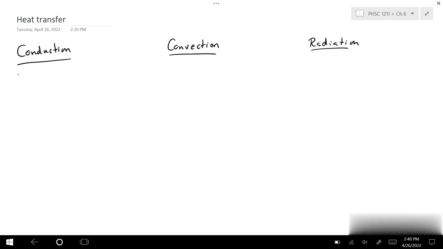So conduction, two objects have to be touching each other. So it's like material A is touching material B. So that energy is going to transfer from one material to another material. So they have to actually have a physical interaction. So how well they do that, again, I haven't been using these words, an insulator versus a conductor.